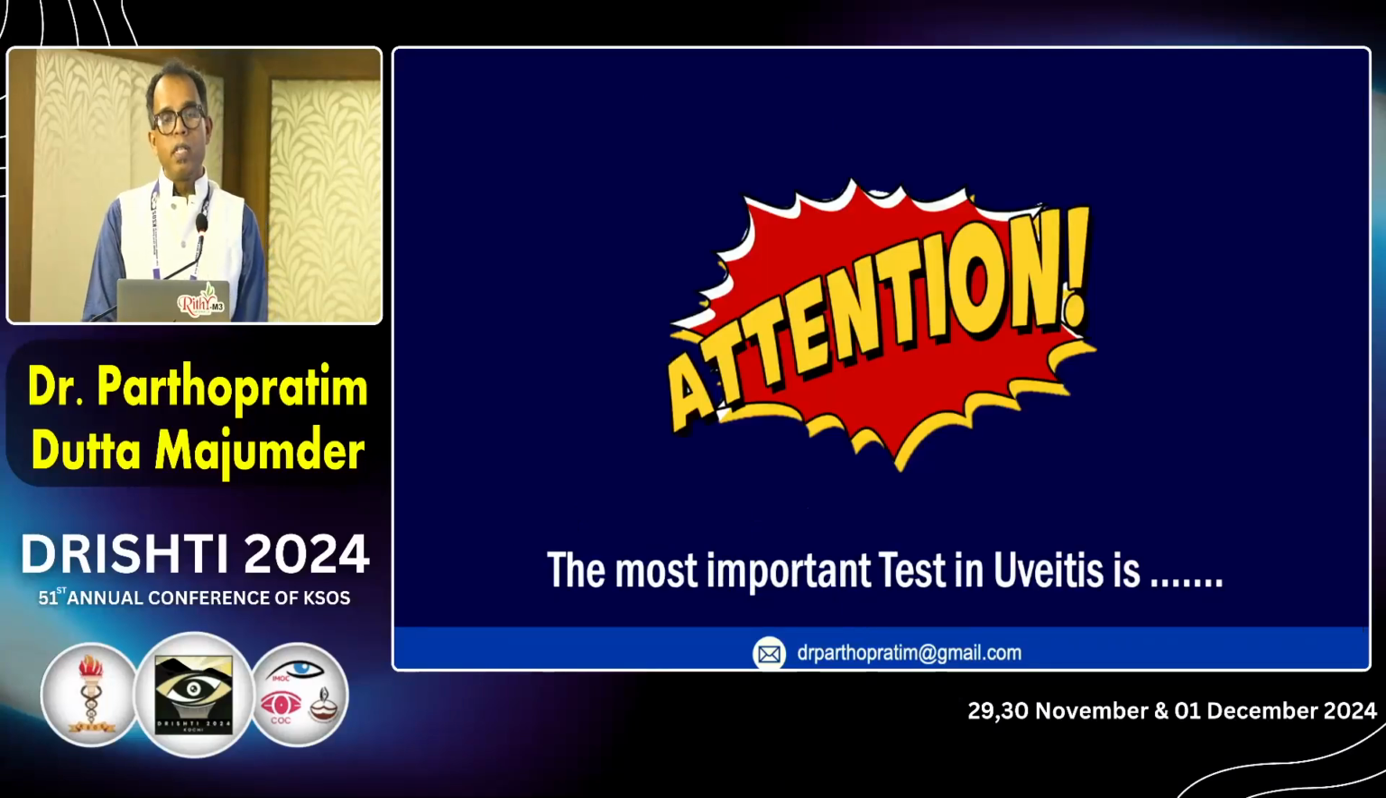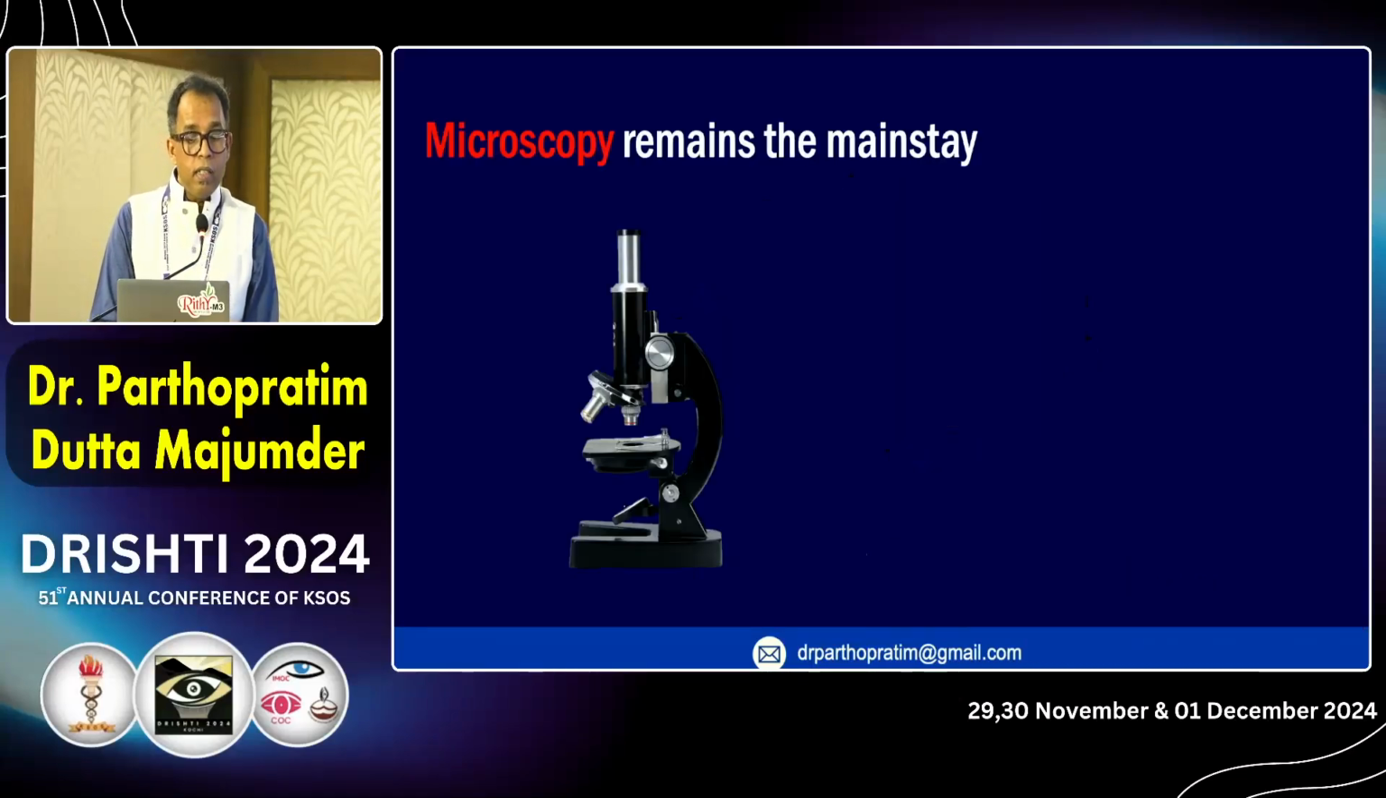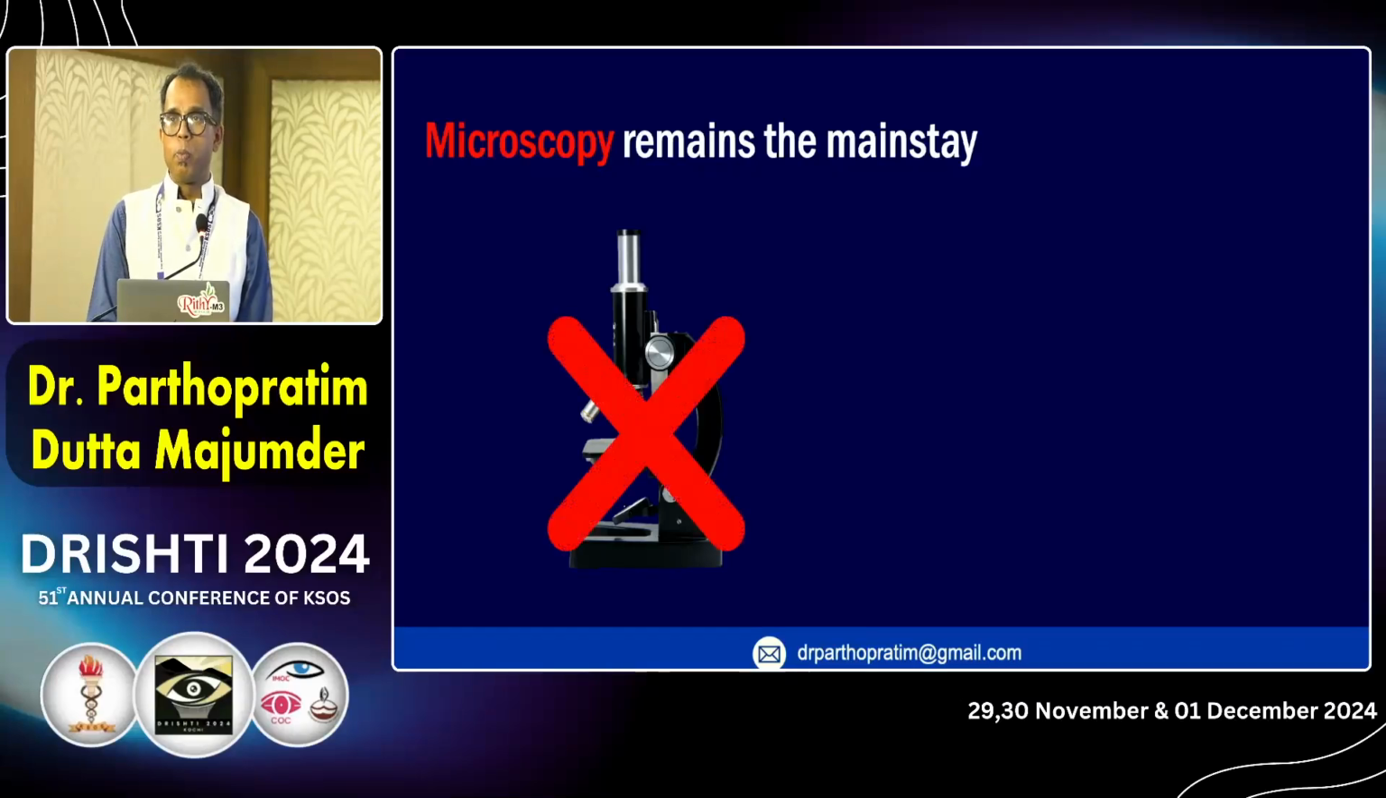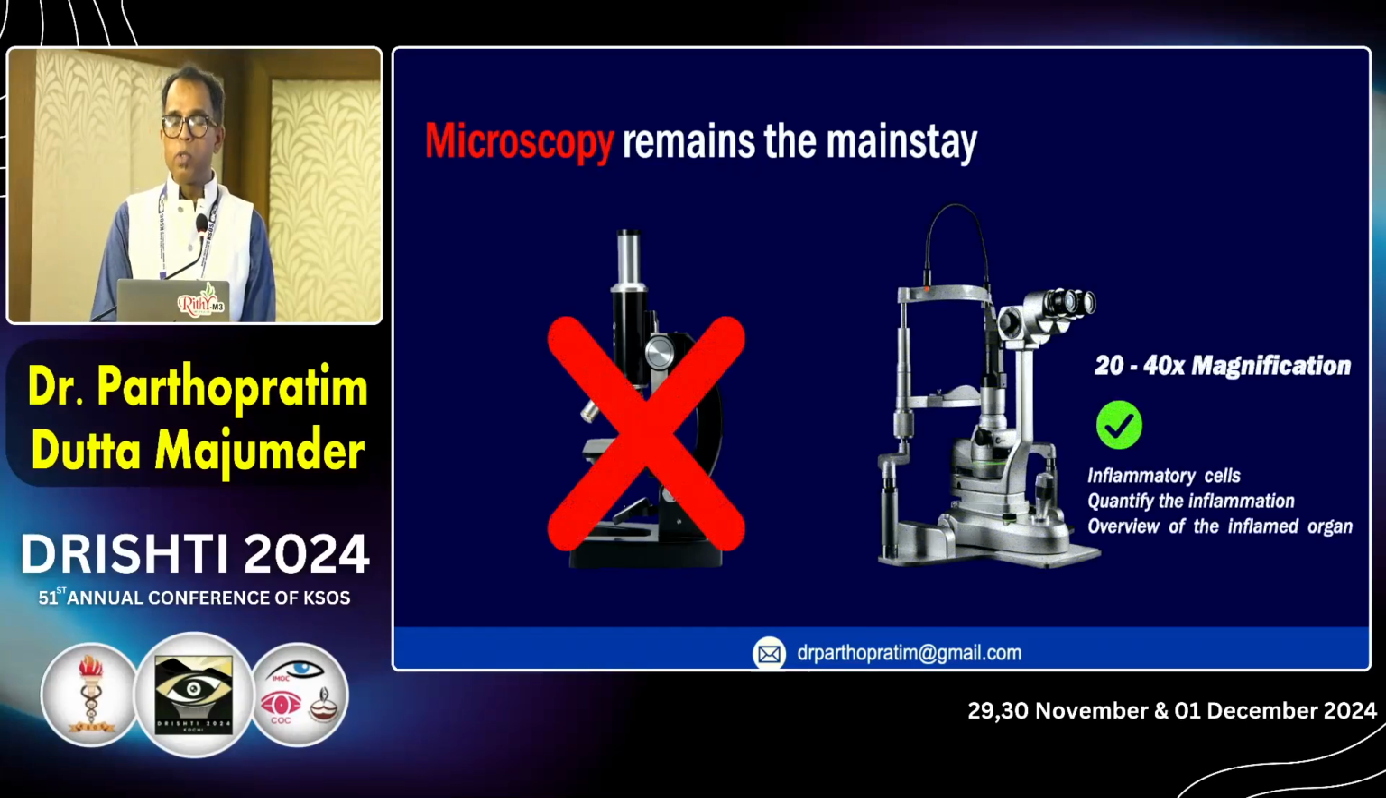You have to understand that we are lucky enough to have a test which is most important in uveitis. We call it microscopy. Now this is not the microscopy I'm talking about. I'm talking about the microscope which gives you the ability to see in 20 to 40x magnification, and we are the only people in the medical world who can see inflammatory cells, and see and quantify the inflammation. We can see whether a blood vessel is inflamed or not.